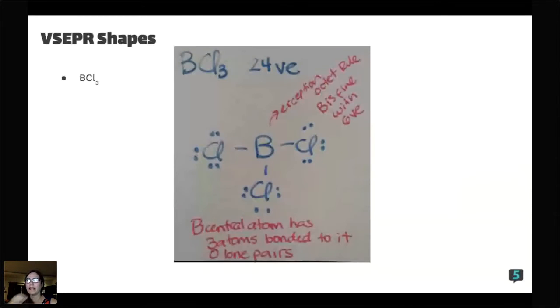So carbon dioxide. Now we're going to see boron trichloride. If we do the same, we have 24 valence electrons. Remember that boron is an exception of the octet rule, so it's fine with 6. So now the central atom has 3 atoms bonded to it and no lone pairs. So think about it in 3D. How would these molecules get organized so that everything is as far away from each other as possible?